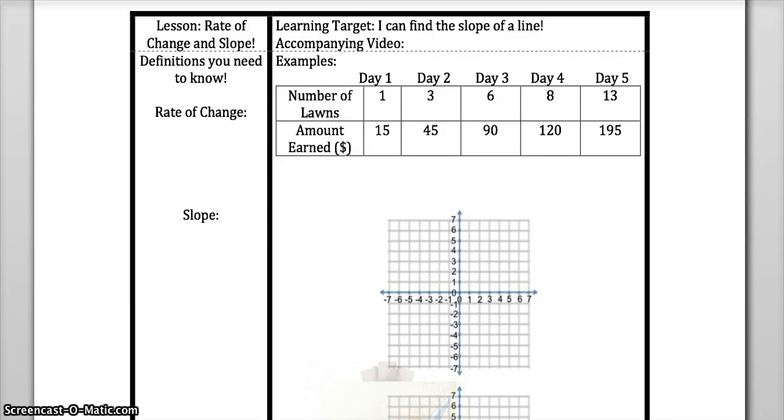Hello, today we're going to be talking about the rate of change and slope. And your learning target is: I can find the slope of a line.